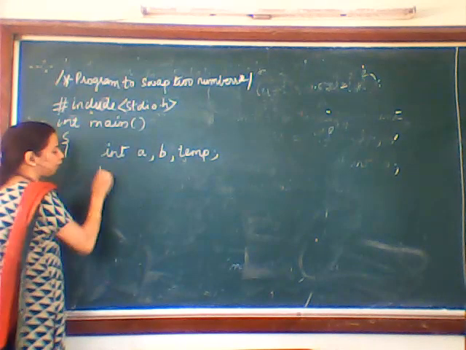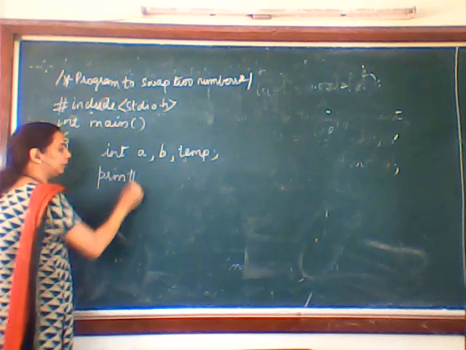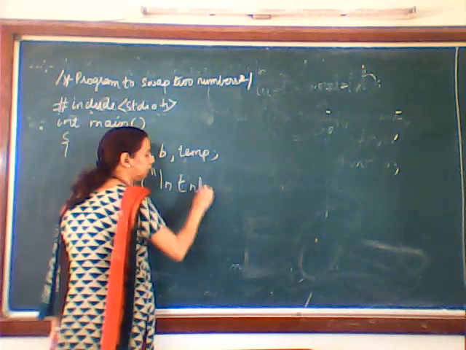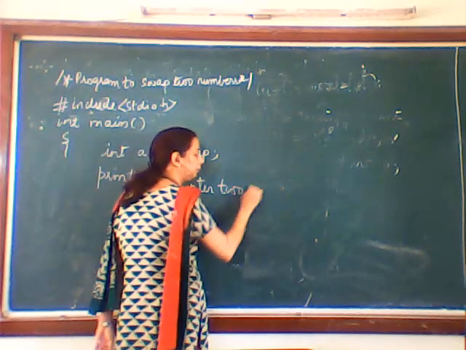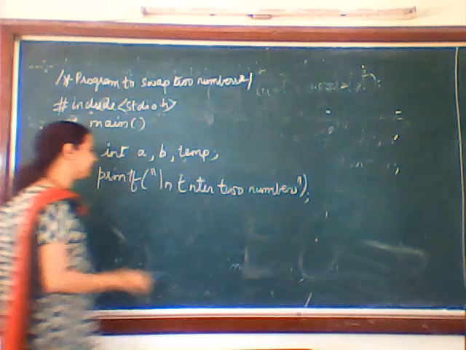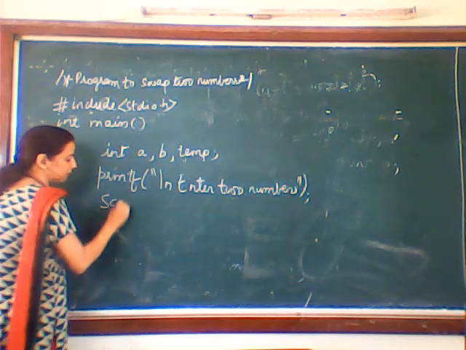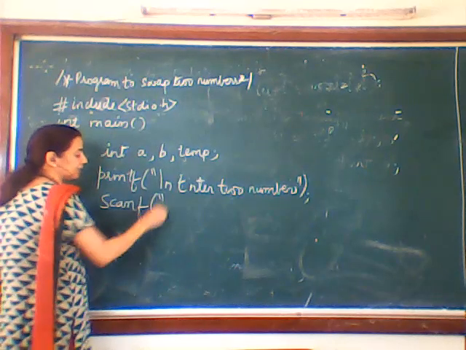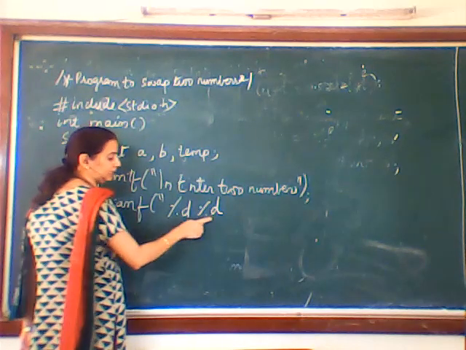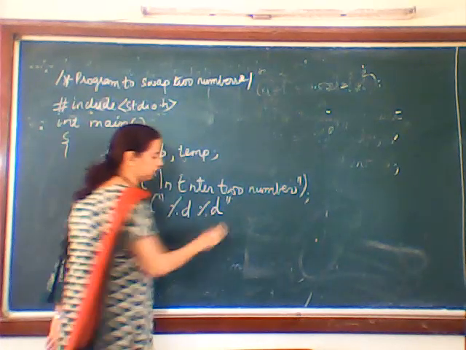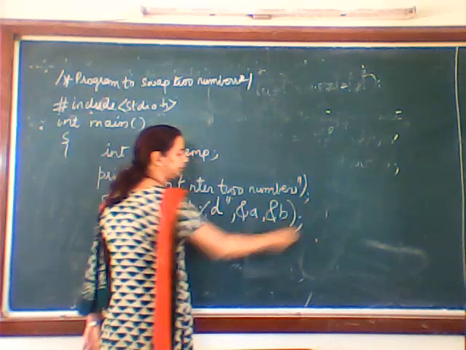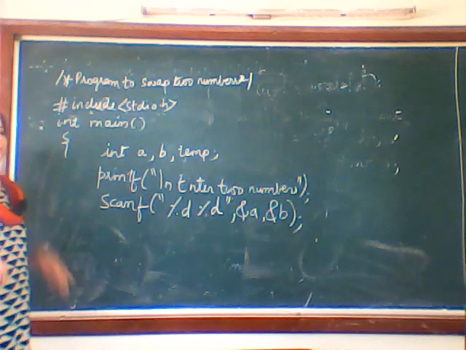Okay? Now we want two inputs from the user, the two numbers A and B. So we'll give a message on the screen and we'll say enter two numbers. Whatever is the first number, we want to assign it to A and the second number to B. Now both A and B are of type integer, so I'm going to write %d, double quotes, then give a comma, then ampersand A, comma, ampersand B. Alright, the values of A and B will be stored.